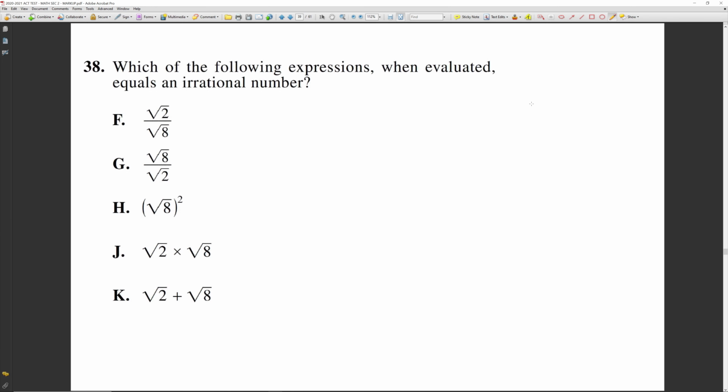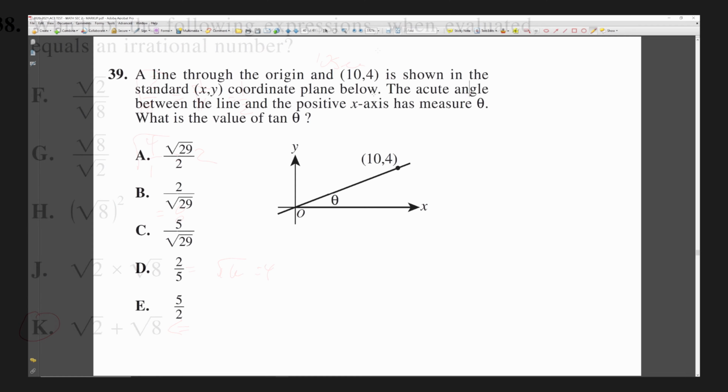Number 38. Which of the following expressions, when you evaluate, equals an irrational number? This is really 2 over 8. Square root of that, which is 1 over 4. Square root of this equals 1 over 2. So that's out. Using the same format here, this becomes 4 over 1. Square root of that is equal to 2. So that's out. This is really equal to 8. So that's out. Square root of 2 times the square root of 8 is really the square root of 16, equals 4. So that's out. So this is the only one. I did that to show you that all these are wrong. But in reality, this is a 10-second problem. Just like that.